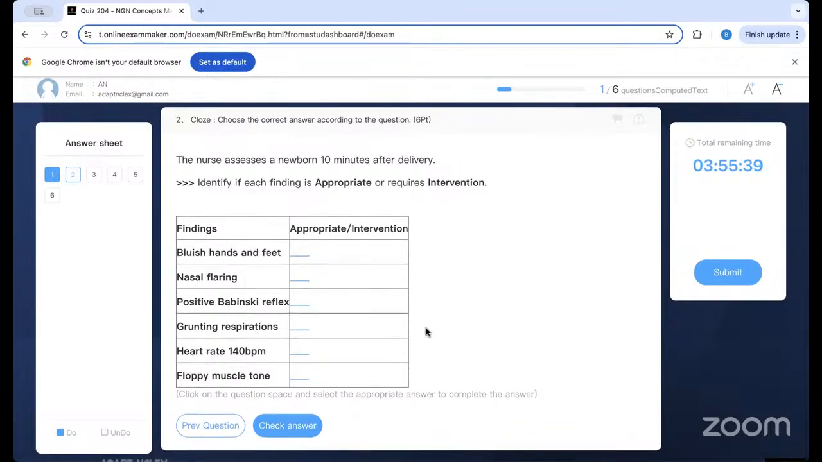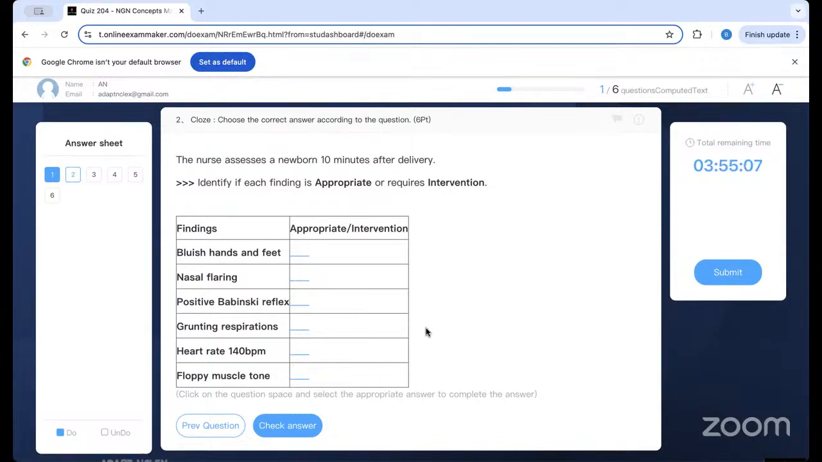And then assessing a newborn 10 minutes after delivery. A newborn 10 minutes after delivery. What do you think? Identify whether each finding is appropriate or requires intervention. So if you are the nurse, you're seeing this patient who was born 10 minutes ago, and you examine the patient, which of these do you think is appropriate or requires intervention?